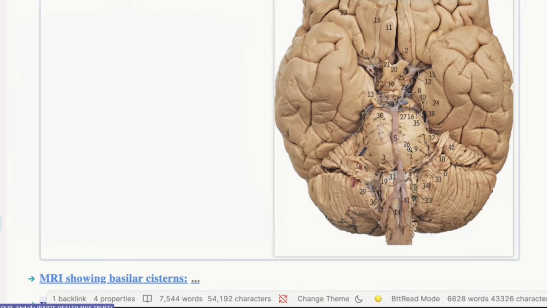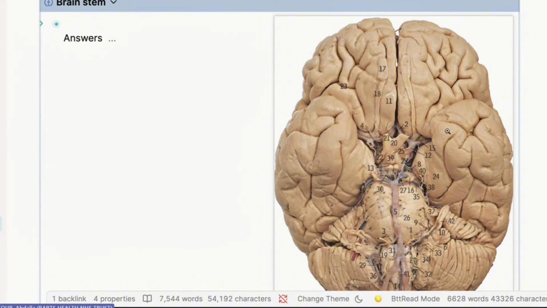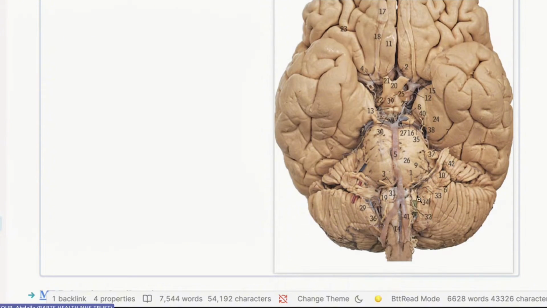We need to find this here. So this is anterior. So the one in between will be the anterior cerebral artery. And this is the middle part. So the 15 will be the middle cerebral artery. And this one, 27, will be your posterior cerebral artery from the posterior circulation. This is your cerebellum. The highest one here is the superior cerebellar artery.